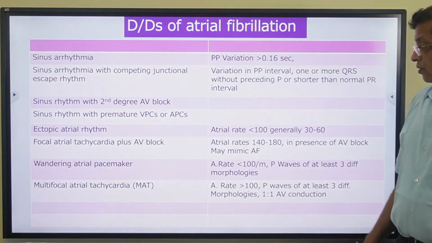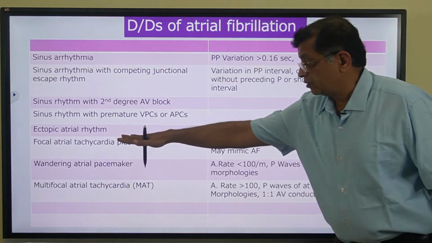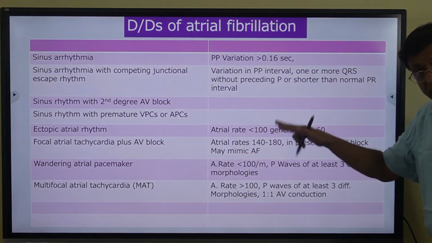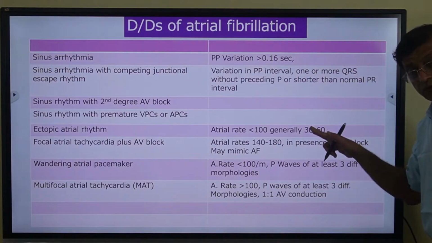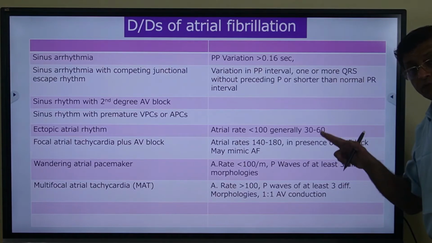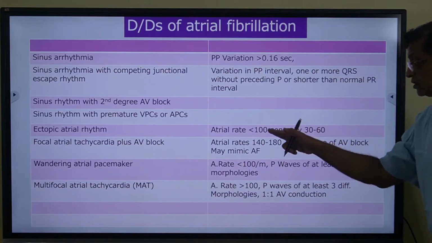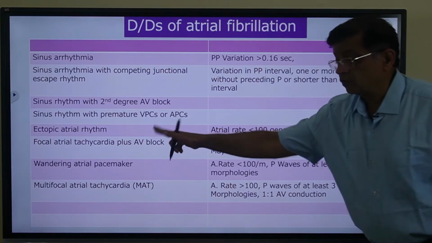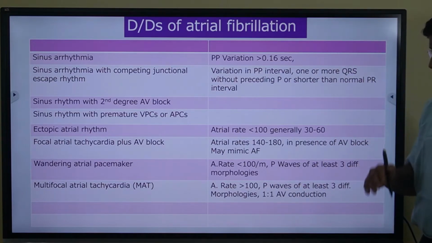ectopic atrial rhythm, focal atrial tachycardia. What happens in ectopic atrial rhythm? The atrial rate is less than 100. You can see P waves that are different in shape from the P wave from the sinus node, but the rate is less than 100. So that goes in favor of ectopic atrial rhythm. We'll come to it again.